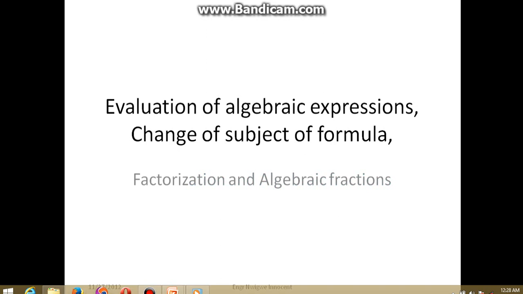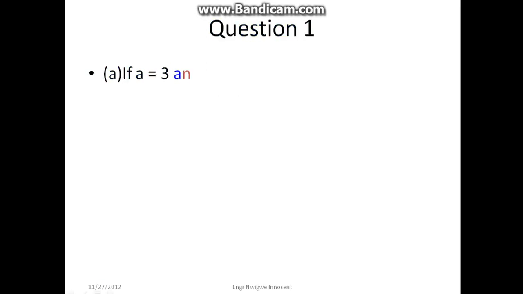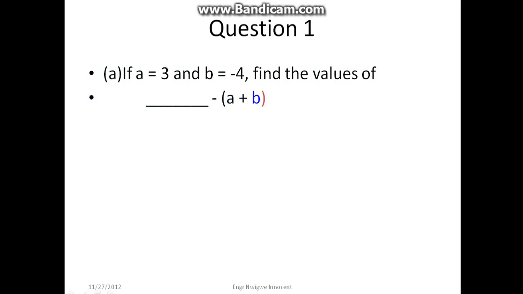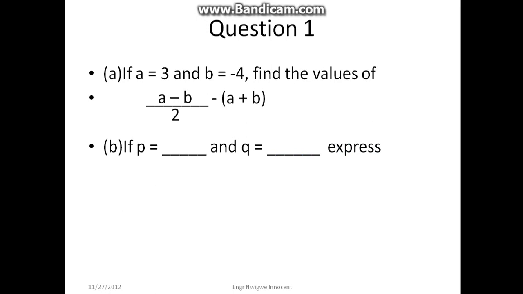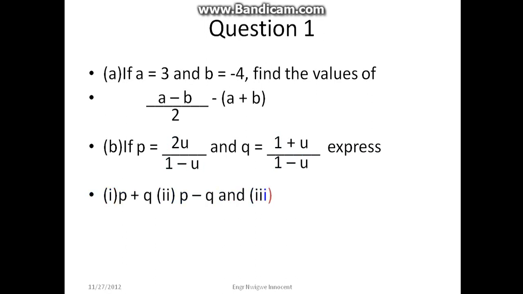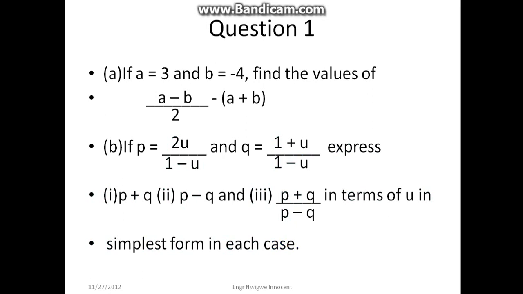Question 1. a. If a is equal to 3 and b is equal to minus 4, find the value of (a minus b) over 2 minus (a plus b). b. If P is equal to 2u over 1 minus u and Q is equal to 1 plus u over 1 minus u, express i. P plus Q, ii. P minus Q, and iii. P plus Q over P minus Q in terms of u in simplest form in each case.